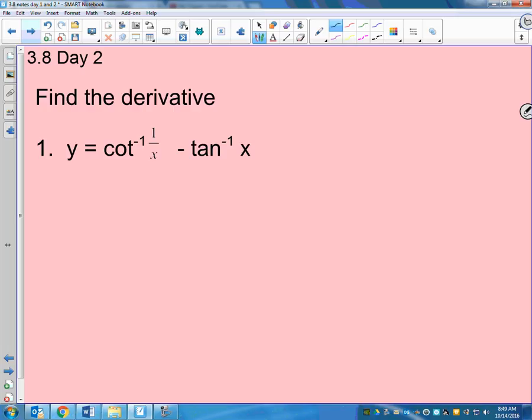I think, let's talk about this one. What's u in the first one, Misty? So that's the same as saying x to the negative 1. So Jared, what would u prime be in the first one? Negative x to the negative 2.